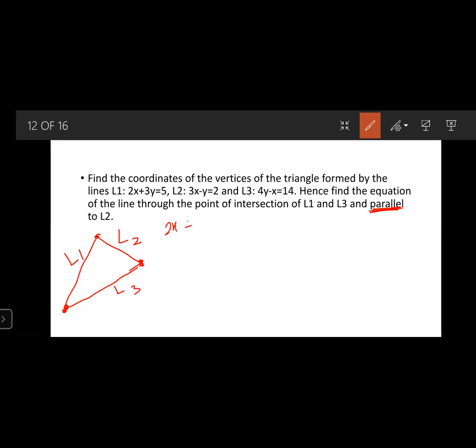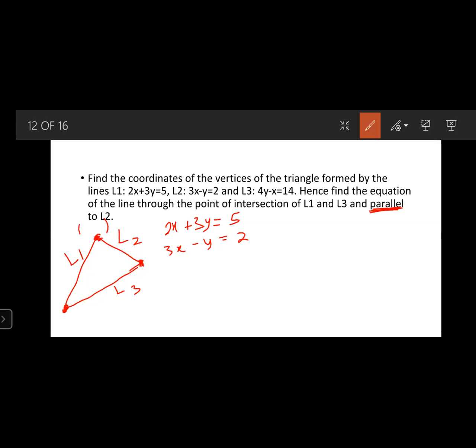2x plus 3y equals 5, and then 3x minus y equals 2. Solve these two equations together. When you solve, the x and y that you get, that's it. This will be where you are going to put it.